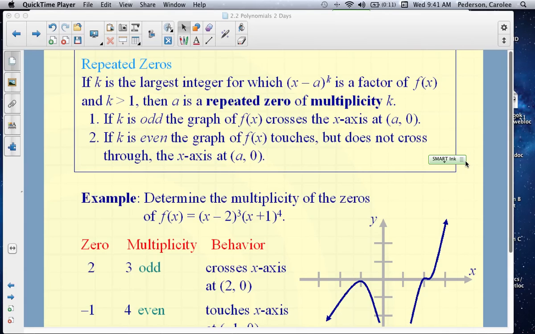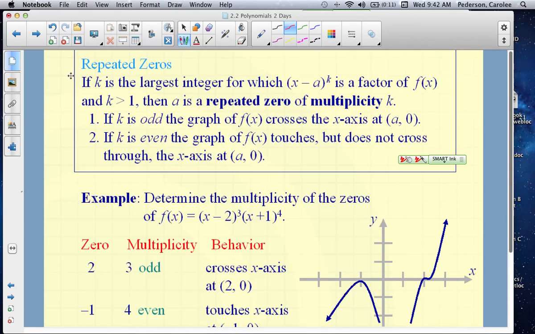So, yesterday in that problem we had a repeated zero when we had the x squared. Depending on the exponent of that repeated zero, it is going to do one of two things. This is what I do want you to write down. A repeated zero. Write that down. And then write down x minus a to the k is a factor of the function. So write that down.